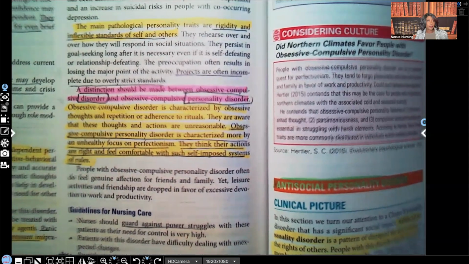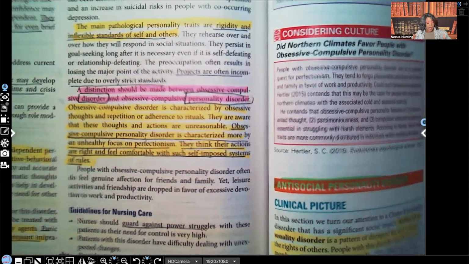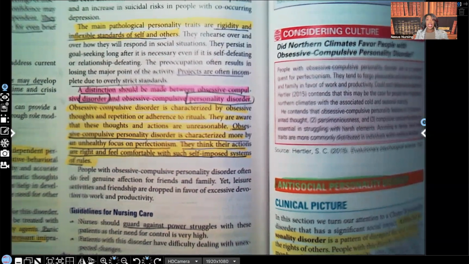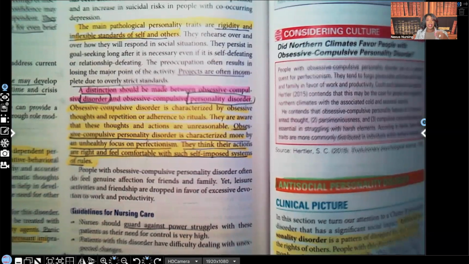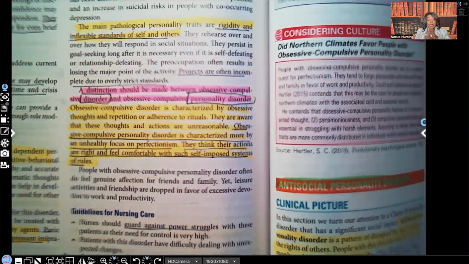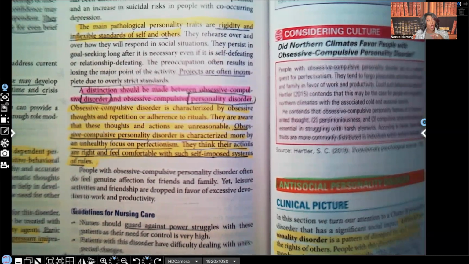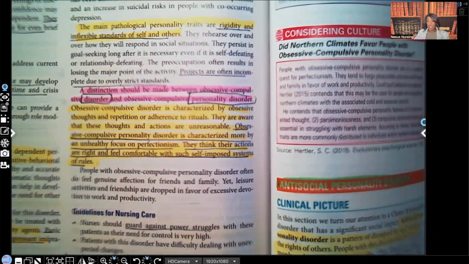Let me tell you something. The person with OCD, obsessive compulsive disorder, they understand that these actions are not healthy. They understand that these actions are not normal and they want to stop. They just don't know how. But the person with obsessive compulsive personality disorder, they don't see anything wrong with the prison that they've created for themselves or the people around them. Okay, that is the biggest difference between these two.